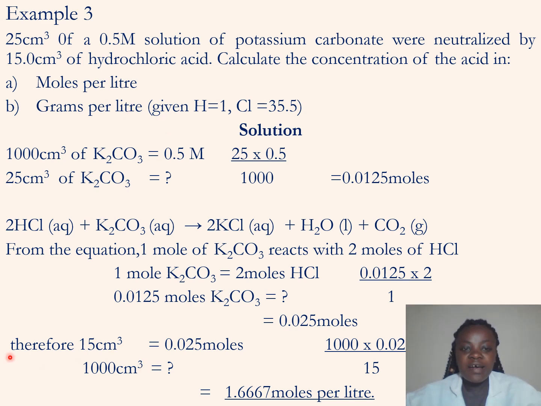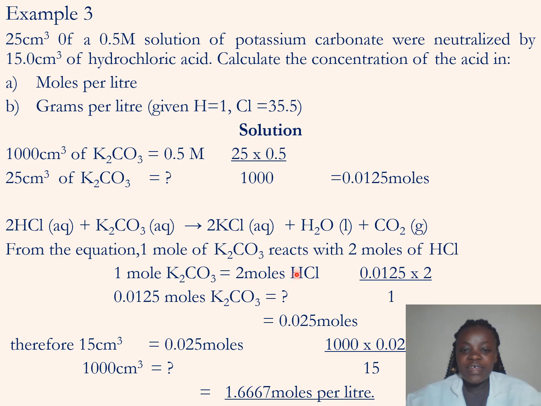So we were using 15 centimeters cubed of hydrochloric acid. That is similar to 0.025 moles. So 15 centimeters cubed was equal to 0.025 moles. Then what about 1000 centimeters cubed? That is 1 liter. So we cross multiply 1000 multiplied by 0.025, then we divide by 15, and that is what is giving us 1.6667 moles per liter.